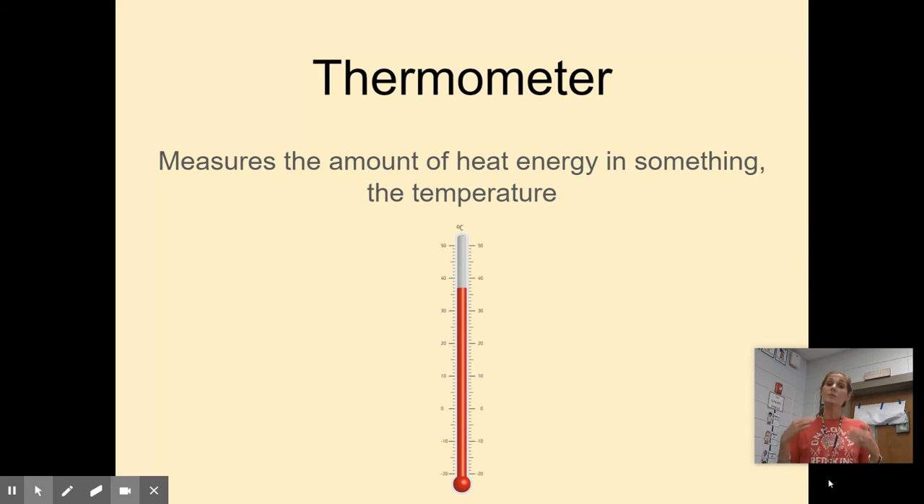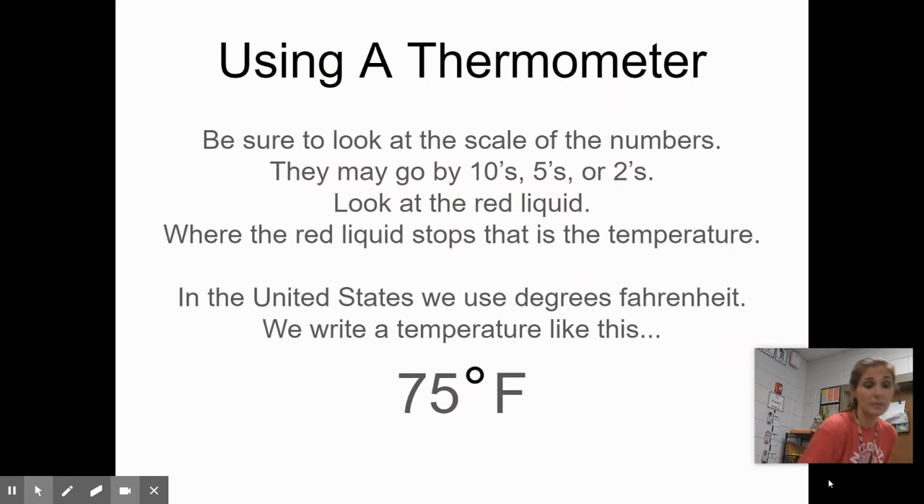But there are also other types of thermometers. There are digital thermometers, and then there are also thermometers where it's a circle and the scale is red as it goes around. And so you would look at it like that. One thing to remember about thermometers is being able to read it. We will talk about that right now.